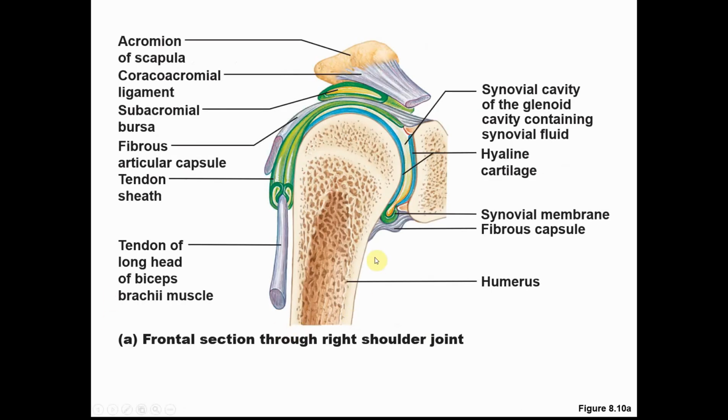Here is the ball and socket of the shoulder. This is the socket here. You can see how very, very shallow it is. And then, of course, the ball of the humerus. This does allow for a lot of freedom of motion, but again, because it's so shallow, it's also very unstable. And the shoulder is the second most dislocated joint in the body.